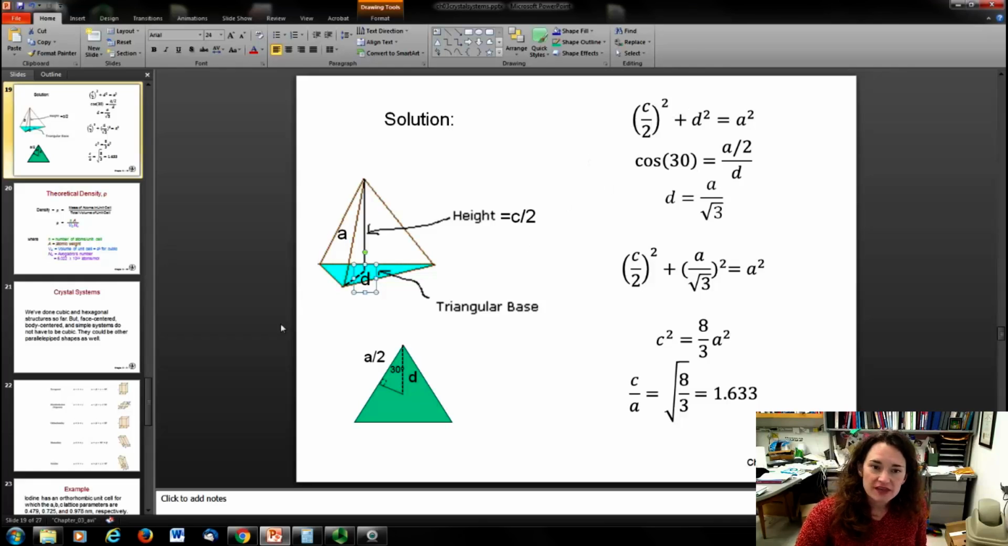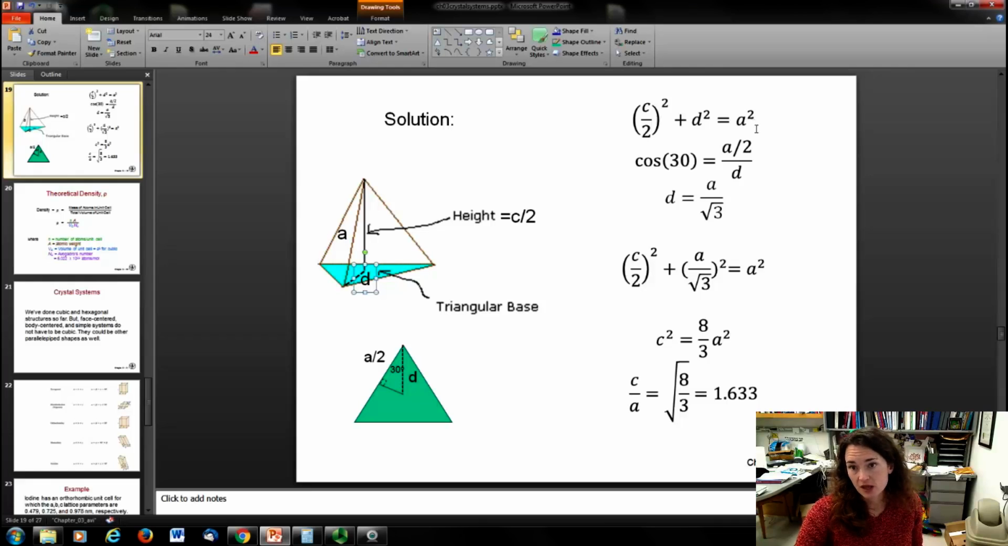Now, if I look at this triangle right here, which is formed from the top of the pyramid to this corner and then along D here to the plumb line C over 2. Okay, so if I look at that triangle, then I can apply the Pythagorean theorem to that triangle. And what I've got is that the square of the sides of this right triangle will sum to equal the hypotenuse squared. So here I have (C over 2) squared plus D squared equals A squared.